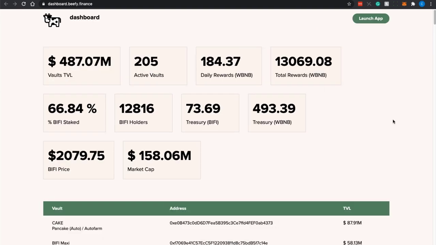Right now, we are at their dashboard or their information. If you come here and see, take a look at it. Beefy is trading at the price of $2,079.75. That explains why, because of its low supply cap. That means that Beefy is very scarce and you are not able to mine Beefy as of now. You can only purchase it, or if you have current Beefy, you can mine it.